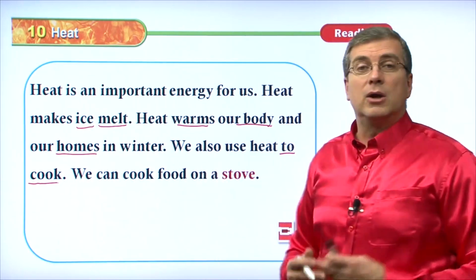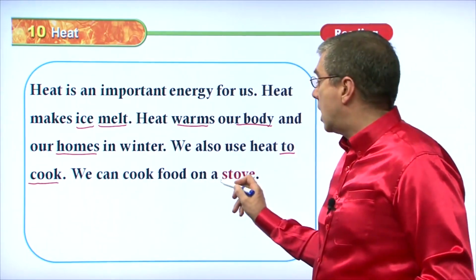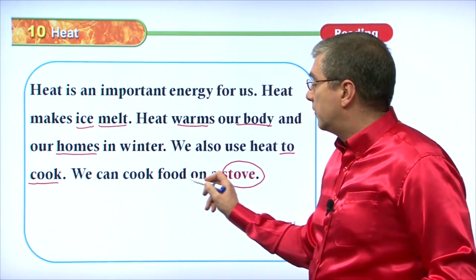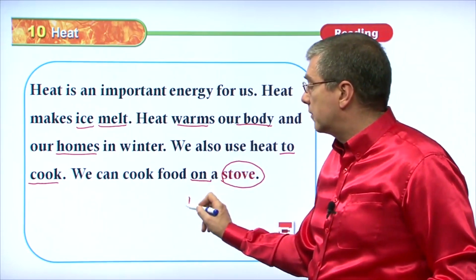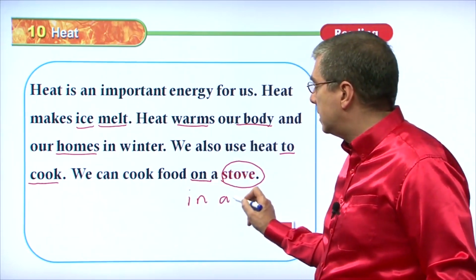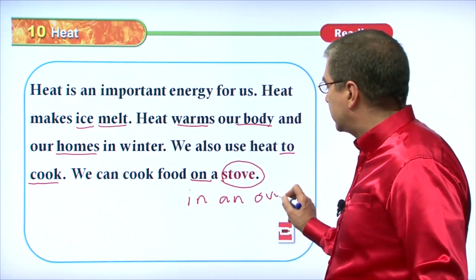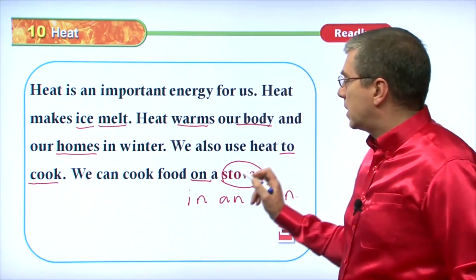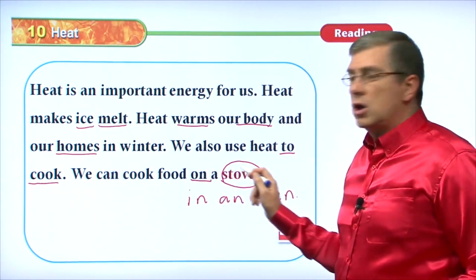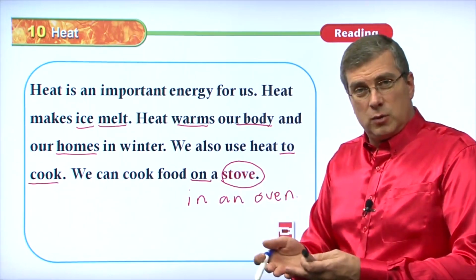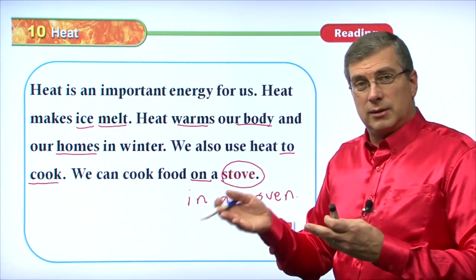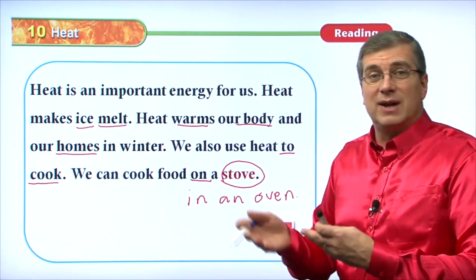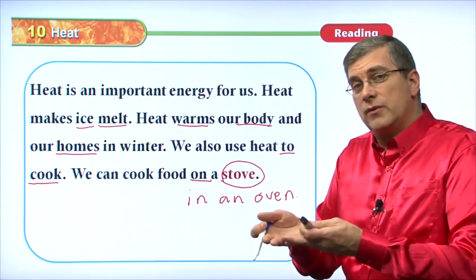Where do we cook food? We cook food on a stove. We also cook food in an oven. Now, I talked about these two things before. Let's just talk a little bit about types. What do we cook on a stove? Well, we cook soup. We can fry things like rice and vegetables. We can cook things on the stove.